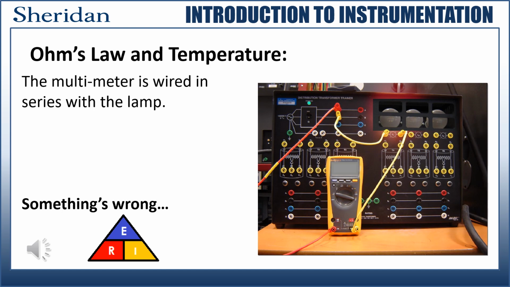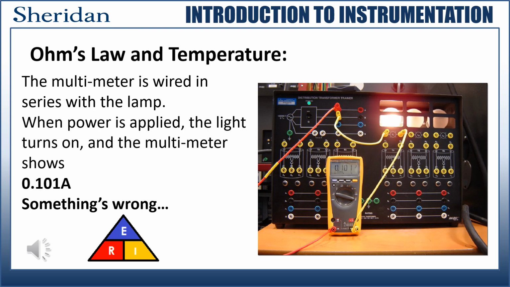Okay. Let's rewire the multimeter and put it in series with the lamp and check our current. When we apply power, the light turns on and the multimeter reads 0.101 amps. Well, that's a lot less than we expected. Something is clearly wrong. The meter doesn't present that much resistance to the circuit, so what's happened?